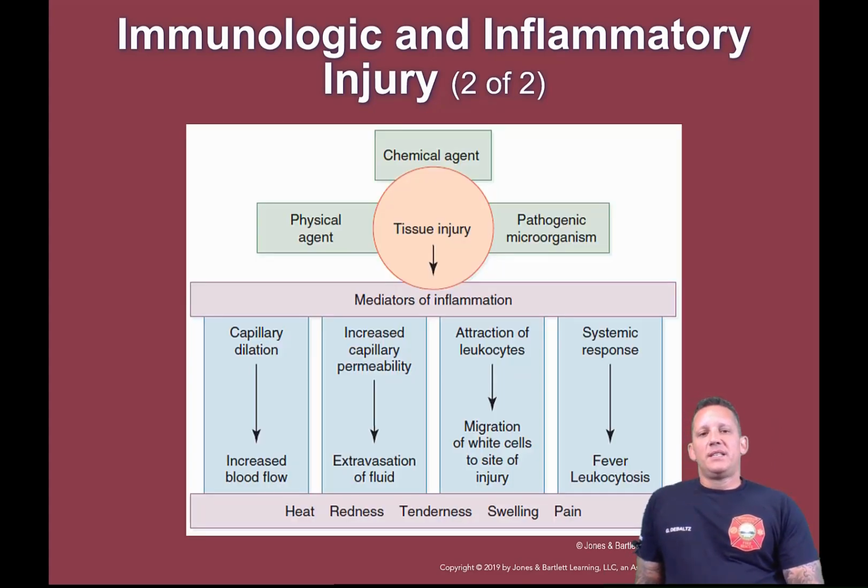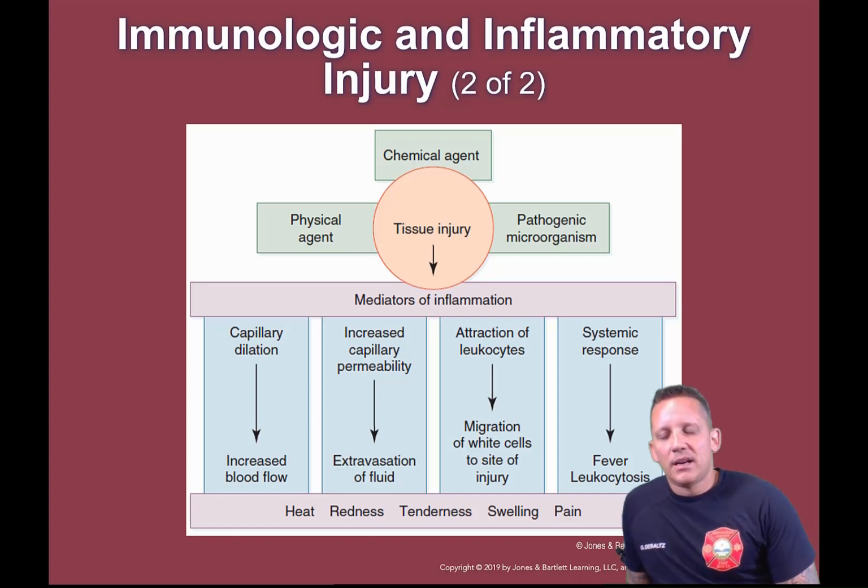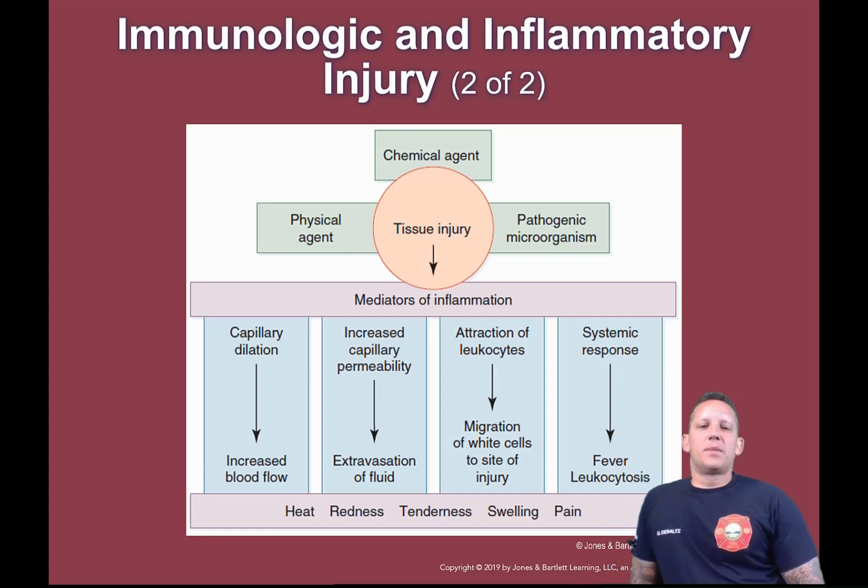Here's a good pictogram of how these work and the mediators of inflammation. You have the capillary dilation, right, which increases the blood flow. But we also have that increased capillary permeability, like I said, where we actually have fluid leaking out of the vascular space into the soft tissue, right, which is where we're going to get that urticaria or hives, the attraction of leukocytes, and that's a bunch of white cells to the site of the injury, and then we'll end up ultimately with a systemic response where you can get the fever, leukocytosis, and that's that heat to the offending area or throughout the entire body.